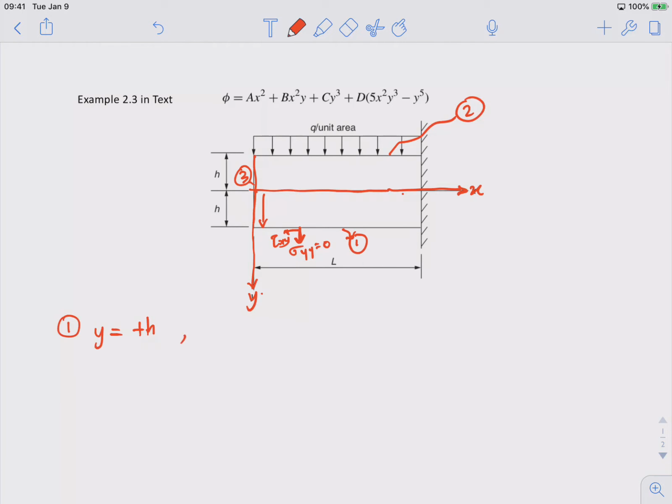Now I can write that down. Sigma yy is equal to 0 and tau xy is equal to 0. I go off and look at the second boundary, and that's up here.